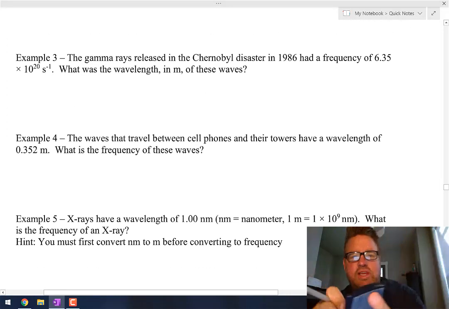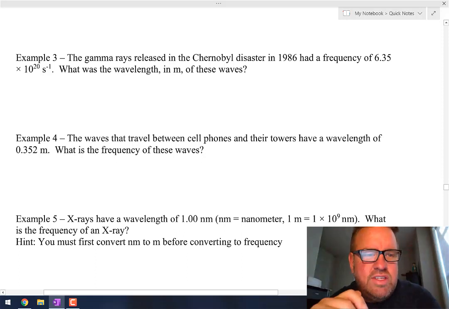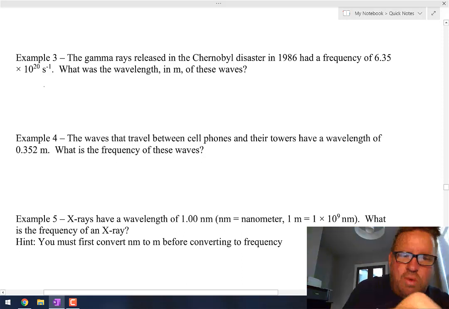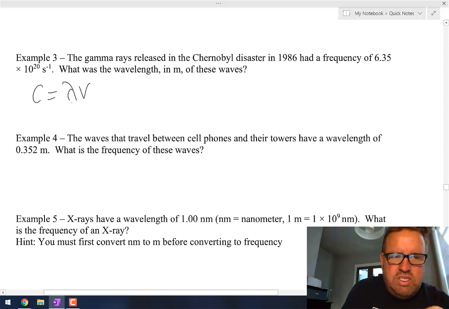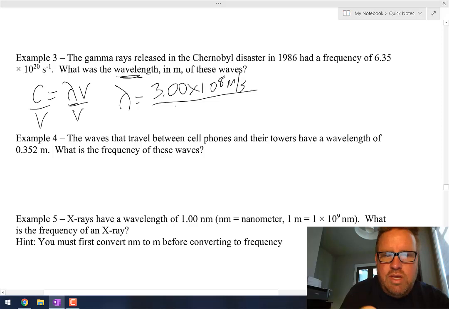It says the gamma rays released in the Chernobyl disaster in 1986 had a frequency of 6.35 times 10 to the 20th seconds to the minus 1. What was the wavelength in meters of those waves? So we did a problem just like this already. They want the wavelength. So again, start with, and again, write these examples down. The speed of light is equal to the wavelength times the frequency. So to find wavelength, we're going to divide both sides by the frequency. So the wavelength is going to equal the speed of light, 3 times 10 to the 8th meters per second, over the frequency, which is 6.35 times 10 to the 20th seconds to the minus 1.